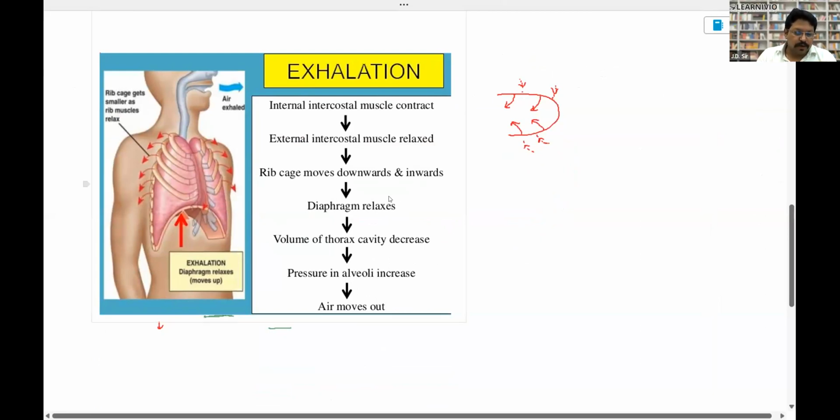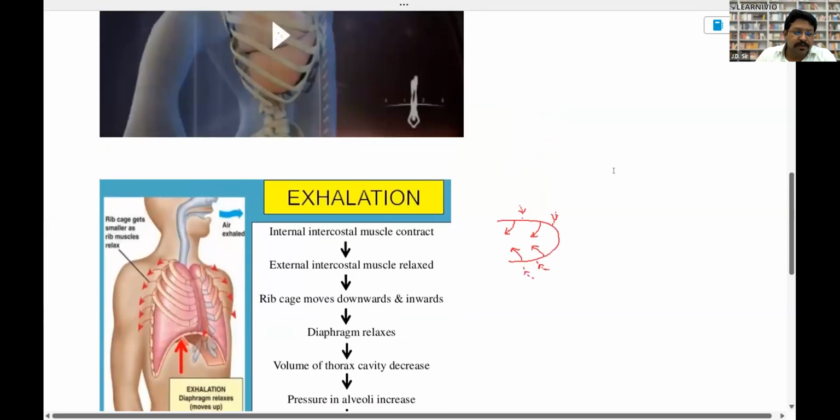It will come downward. The diaphragm will relax, right? Then what will happen? The volume of the thoracic cavity will decrease, right? Then the pressure in the lungs will increase and we will breathe out. So that's how the mechanism of respiration takes place.